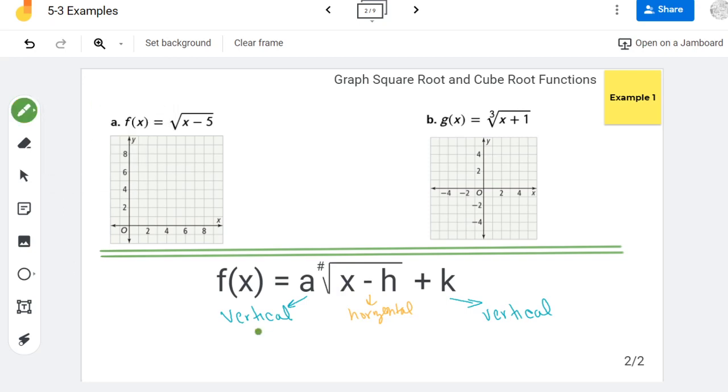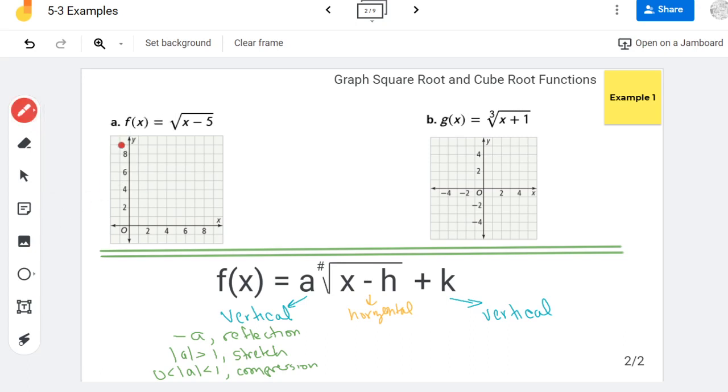So now let's talk about a. a is multiplying the grouping symbol, and so that a has three jobs. If it's negative, you're going to have a vertical reflection. If the number for a is bigger than 1, you're going to have a vertical stretch. And if the number for a is between 0 and 1, you're going to have a vertical compression. So that's in charge of stretches, compressions, and reflections.